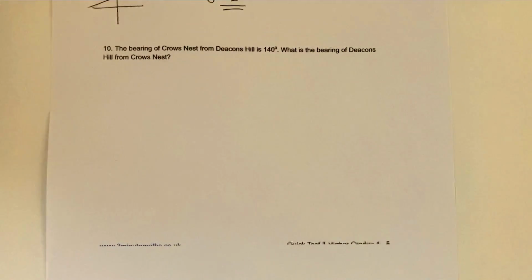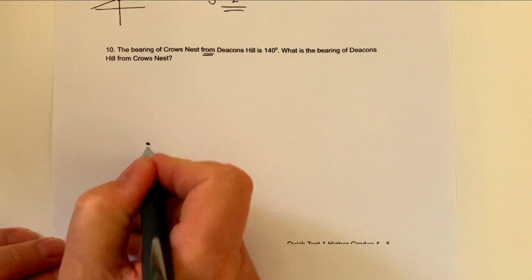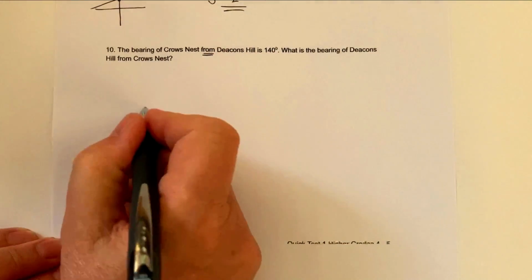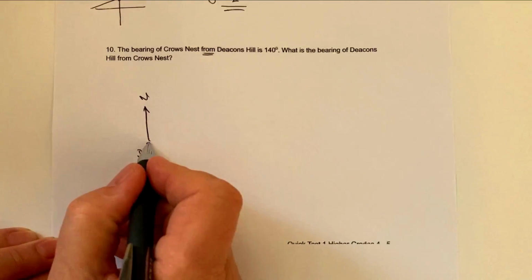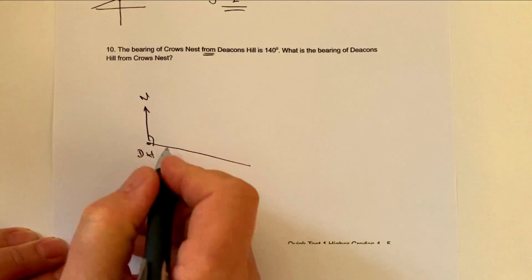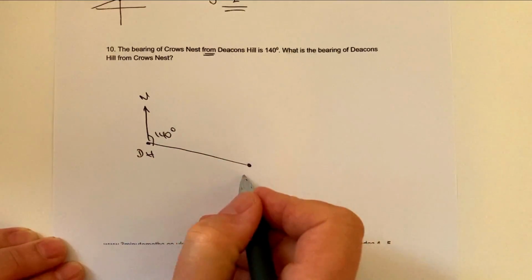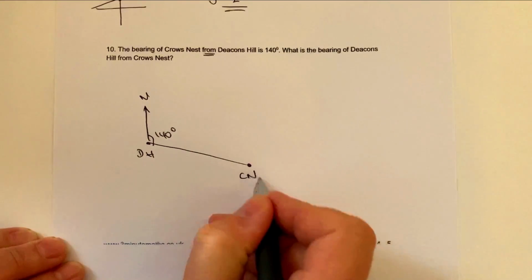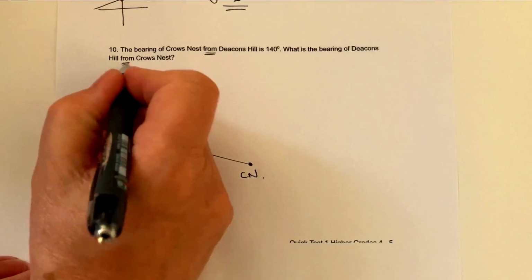It says the bearing of Crow's Nest from Deacon's Hill is 140 degrees. Okay, so the key word with this is from Deacon's Hill. So if we're on Deacon's Hill, this is north. Okay, and Crow's Nest is going to be roughly on that bearing, which is actually 140 degrees, and we're going to get to Crow's Nest. Okay, and the question is, what is the bearing of Deacon's Hill now from Crow's Nest?